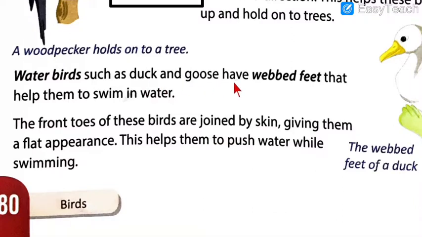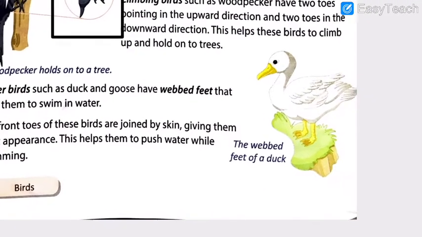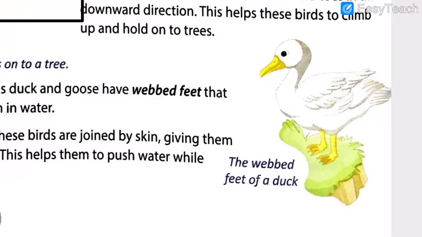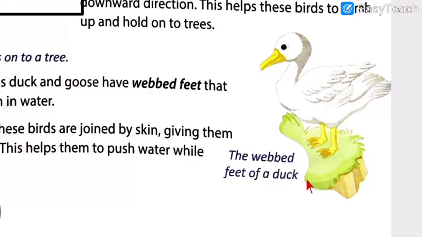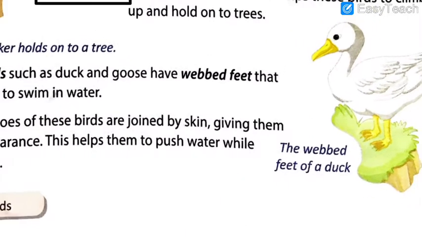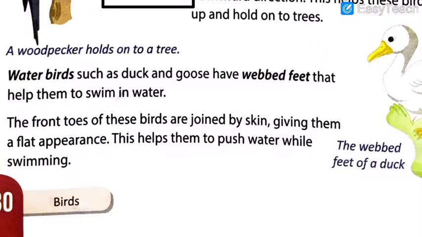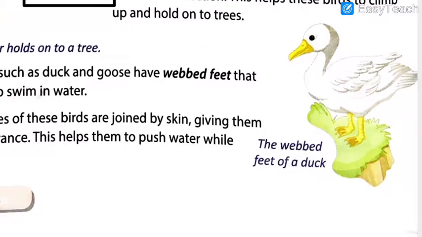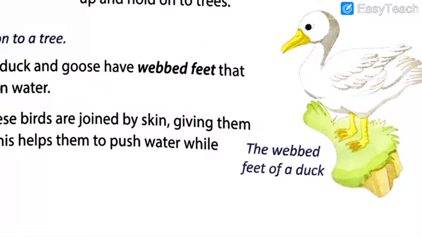Water birds such as duck and goose have webbed feet that help them to swim in the water. Now, if you can see here, the webbed feet of a duck. The feet are webbed, connected to each other. The toes are not independent. The front toes of these birds are joined by skin, giving them a flat appearance. This helps them to push water while swimming, and that is the reason why they can swim easily.